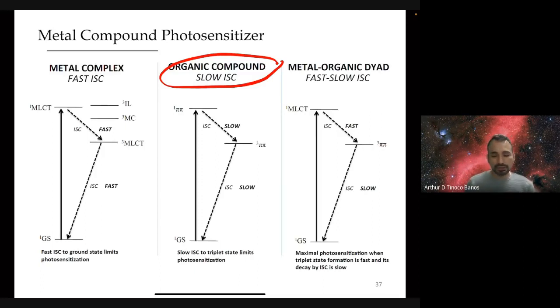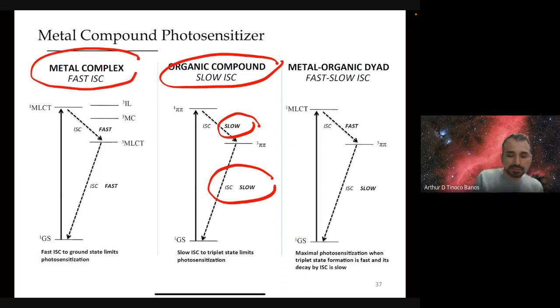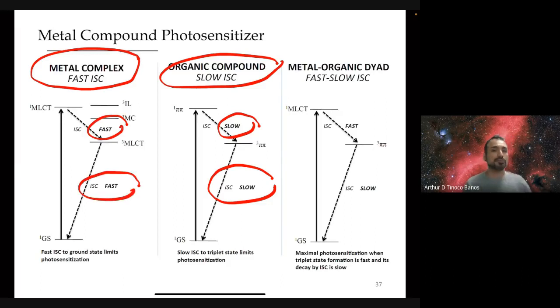Well, the conversion, the intersystem crossing and even the relaxation is slow. So that is a limitation there. Whereas the metal complexes, a traditional metal coordination compound, have a fast intersystem conversion, but also a fast relaxation. And that's actually not optimal either.